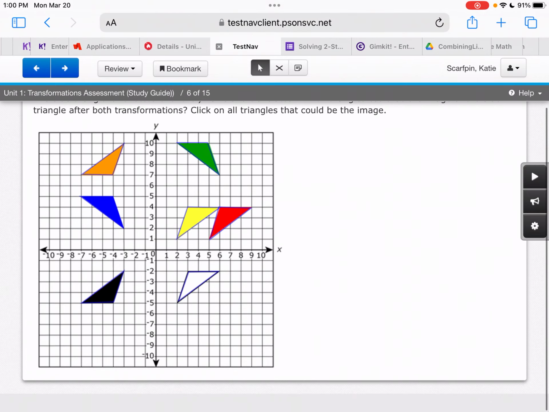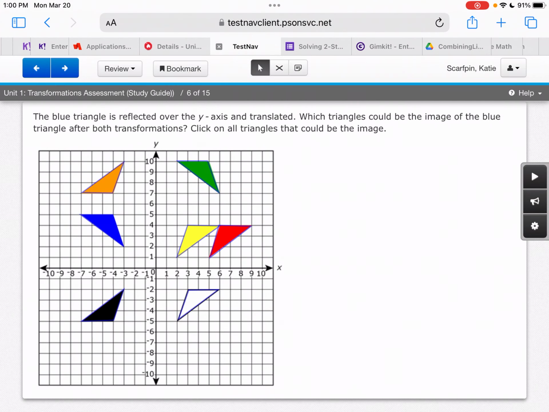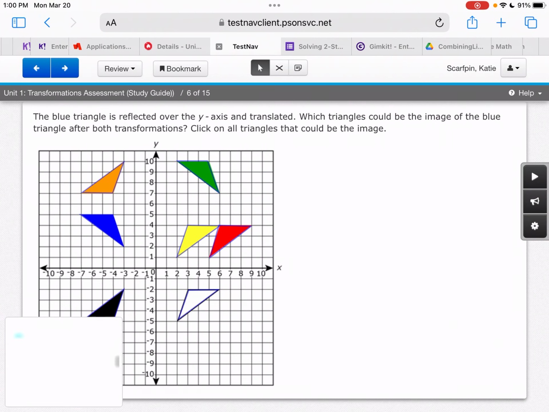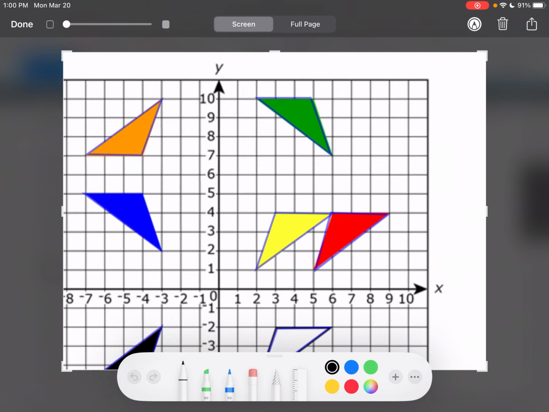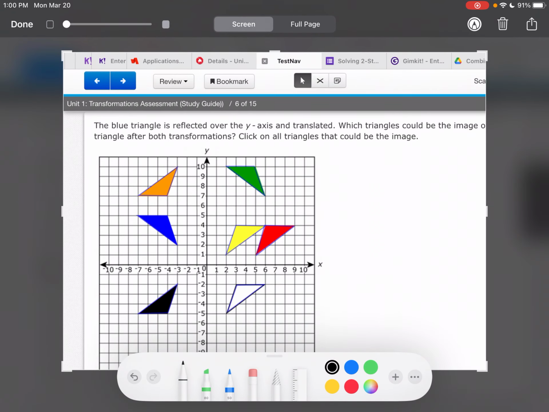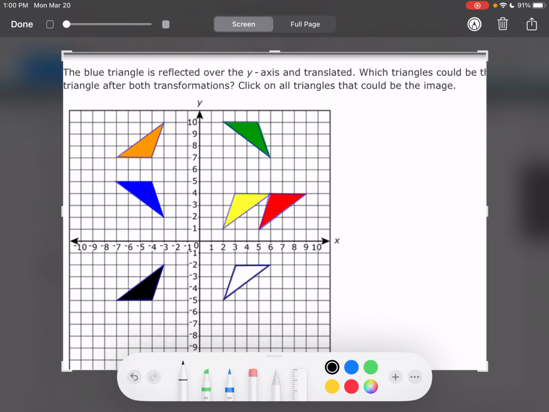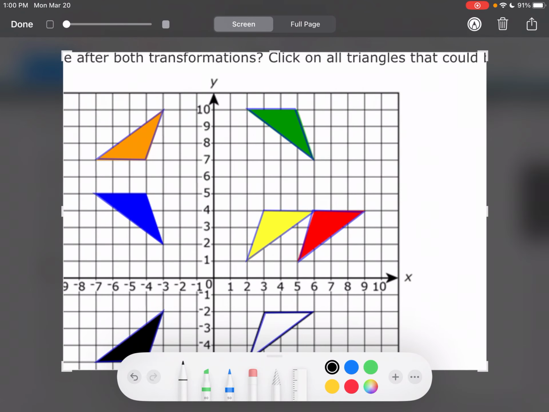All right, this was another one that was confusing for a lot of you. And when I looked at it, I figured out what it was. So I'm going to take a screenshot just to bring it to your attention. It says that it has to be reflected and then translated. So to reflect it, I'm going to have to move it 1, 2, 3 to the y-axis. To get it 1, 2, 3, the yellow one just doesn't go far enough to reflect it across the y-axis.